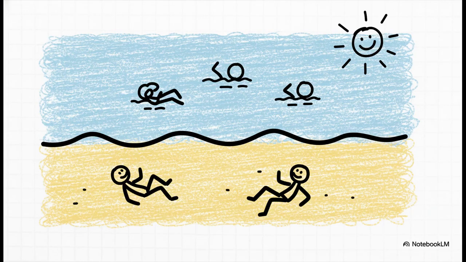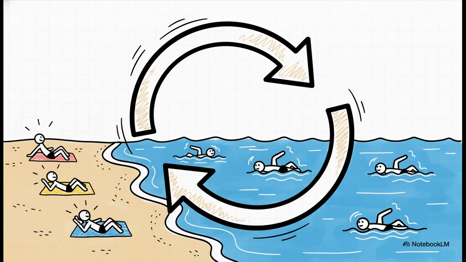To really get our heads around this, let's start with a simple analogy. Just picture a perfect day at the beach. You've got some people just chilling on the sand, those are our sunbathers, and you've got others cooling off in the ocean. We'll call them our swimmers. Now, check this out. For every single sunbather that decides it's too hot and dashes into the water, one swimmer says, "All right, I'm done," and comes back to the sand. The rate of people going in is exactly the same as the rate of people coming out. So while the number of sunbathers and swimmers stays constant, the actual people are always swapping places.